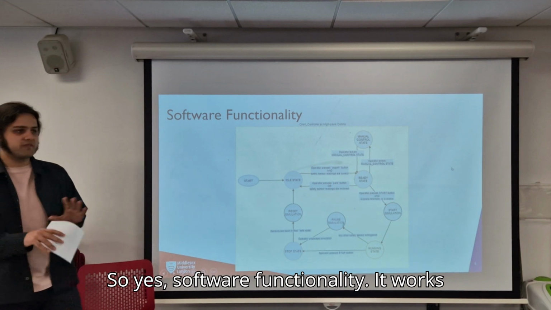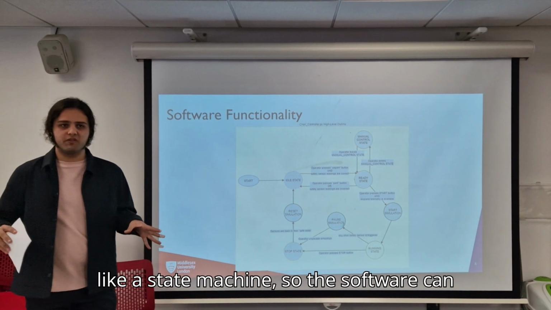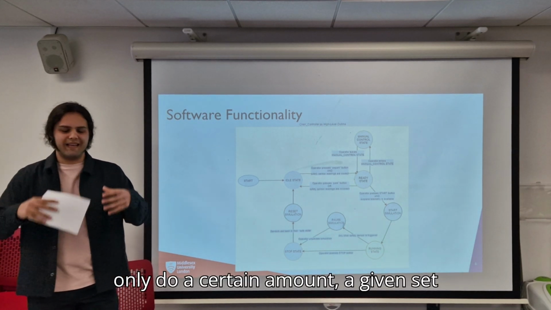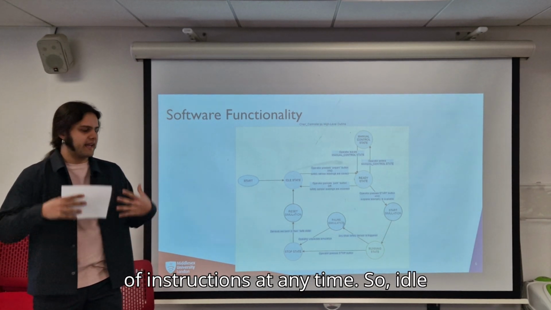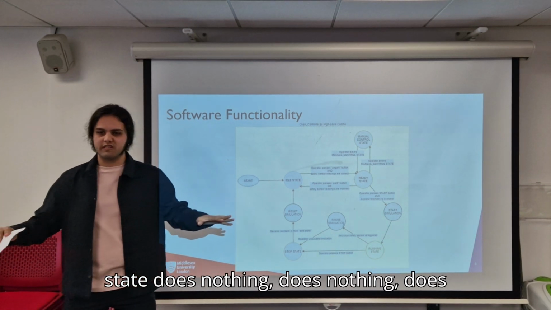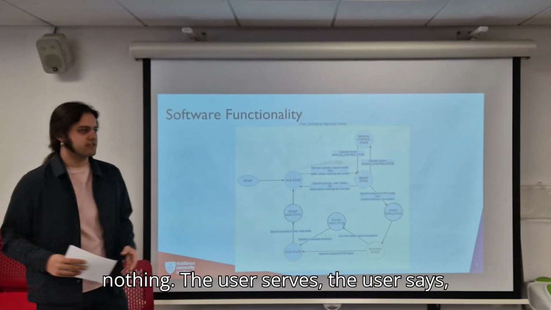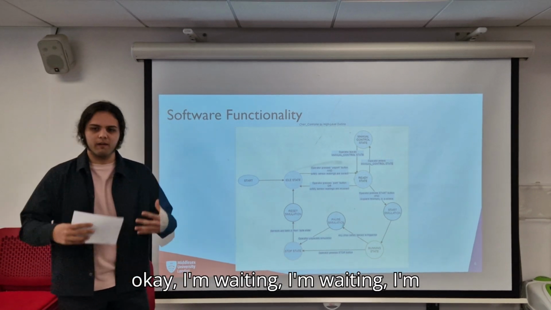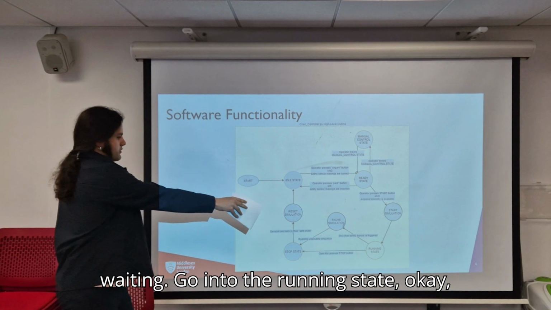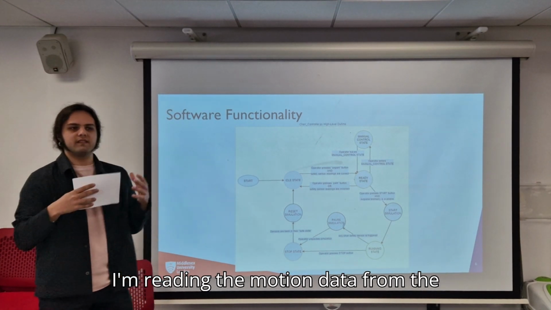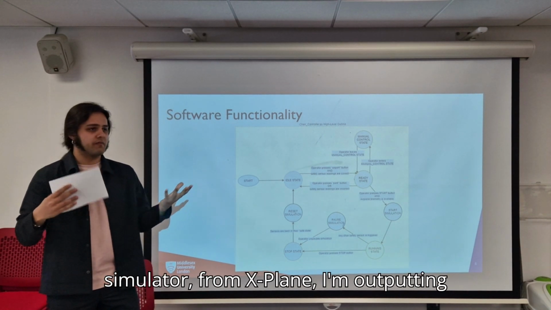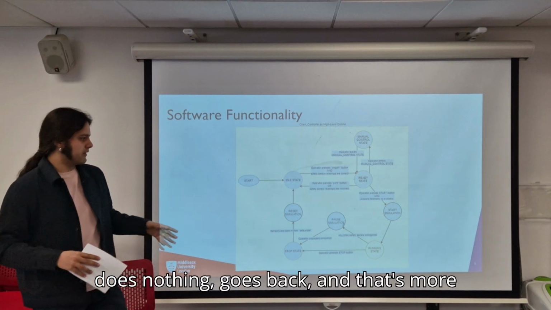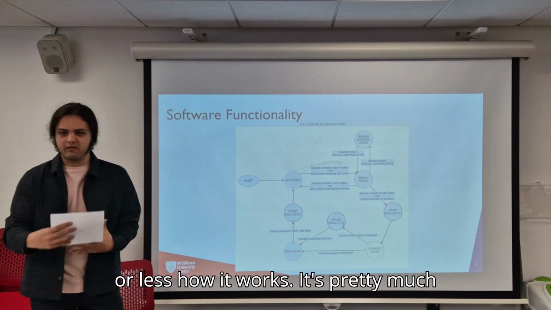So, software functionality. It works like a state machine, so the software can only do a given set of instructions at any time. In the idle state, it does nothing. The user says, all right, you may go into the ready state. Okay, I'm waiting. Go into the running state. Okay, I'm reading the motion data from the simulator, from X-Plane, and I'm outputting it to the chair. Then in the stop state, it does nothing, goes back, and that's more or less how it works.